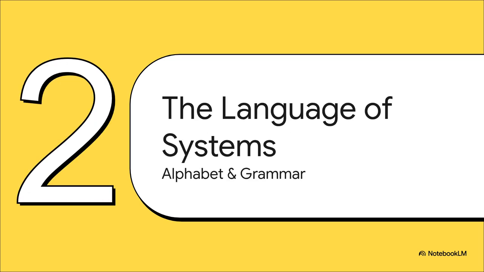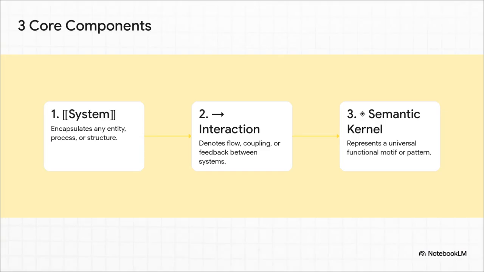Okay, so Synergex's big idea is to treat modeling systems, well, like a language. And just like any language, it's built on a foundation of core components. Think of them like its alphabet and its grammar rules. And it really comes down to just three fundamental building blocks. Super simple. First, you've got the system. That's basically any entity or process we want to model. You can think of it like a noun. Second, there's the interaction, which describes the flow and the relationship between those systems. Those are our verbs. And third, and this is a big one, you have the semantic kernel. This represents universal patterns that you see over and over again in all different fields.